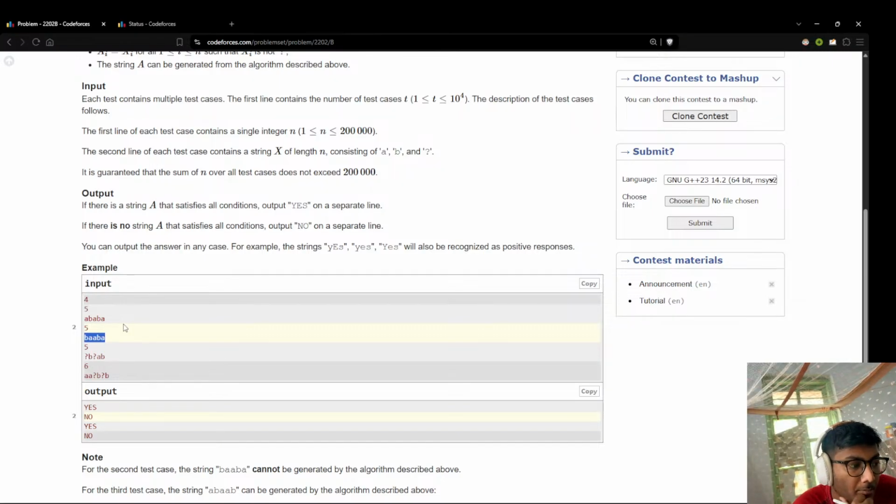The question mark means I can replace it with either A or B. That's good. So I just want to know if I can generate this stuff from ABAB sequence, right? Let's try.